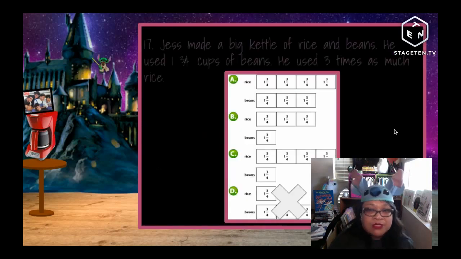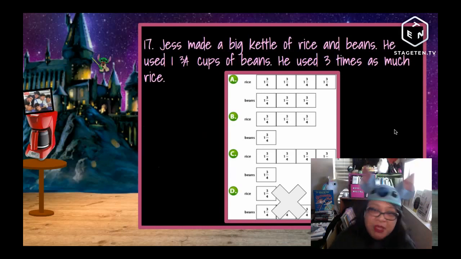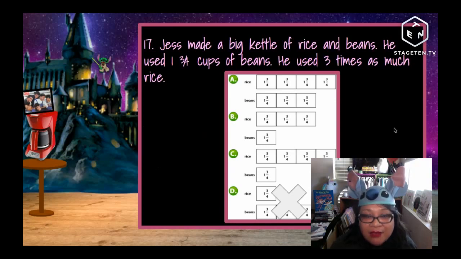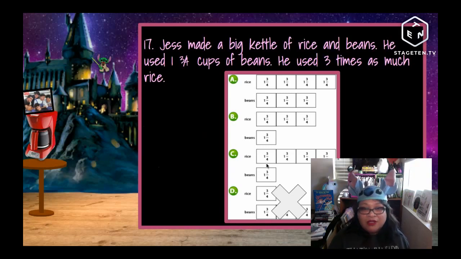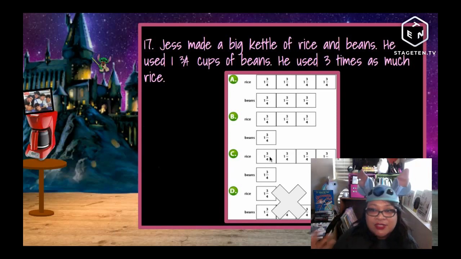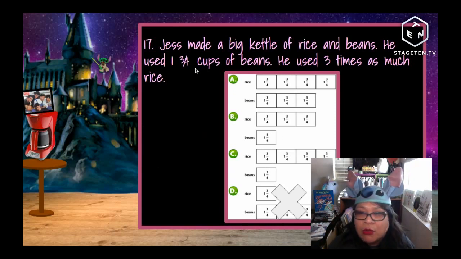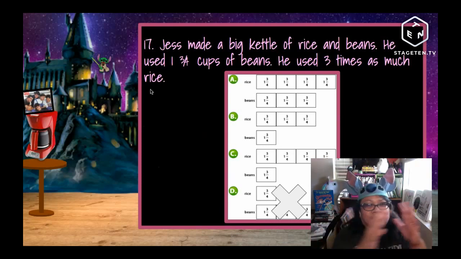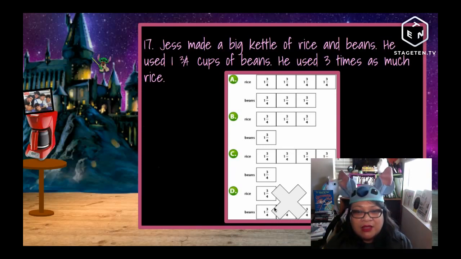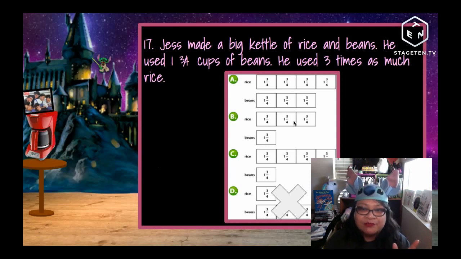All right, number 17. Jess made a big kettle of rice and beans. He used 1 1/3 cups of beans, and he used 3 times as much rice. Which one of these reflects what Jess is doing? So, okay, 3 times as much rice. That means that there's more rice than beans. So right away, we cross this out, because we should be careful. B looks like it fits the bill.